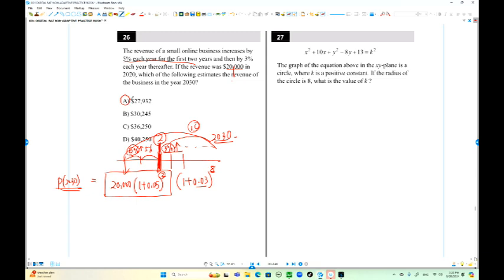Okay, that's a good lesson, right? You gotta be careful to understand what the question is. Okay, underline it better, from year to year, not 2000. Okay.